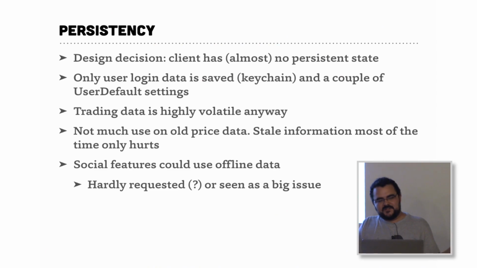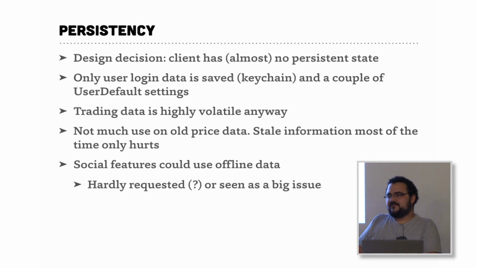Like I said, we started without persistency, and then at some point we said, we can get away without. And the client has almost no persistent state. The only thing we save is just small things, like when you log in, we save the auth token and a couple of user default settings. In our case, it helps that trading data is highly volatile anyway. It's constantly changing, so there's not much use in having stale data.